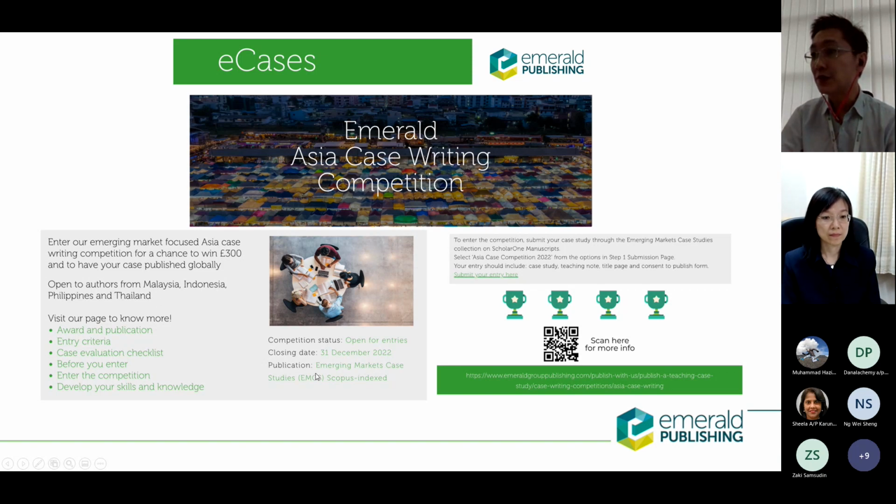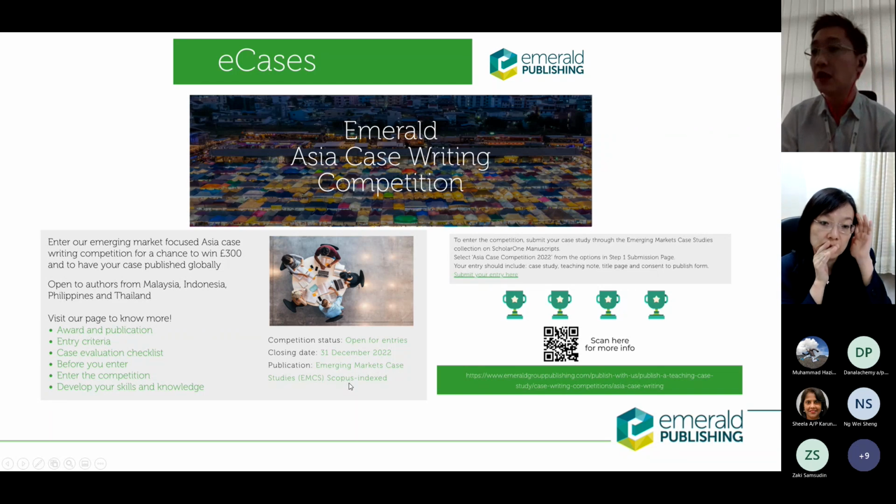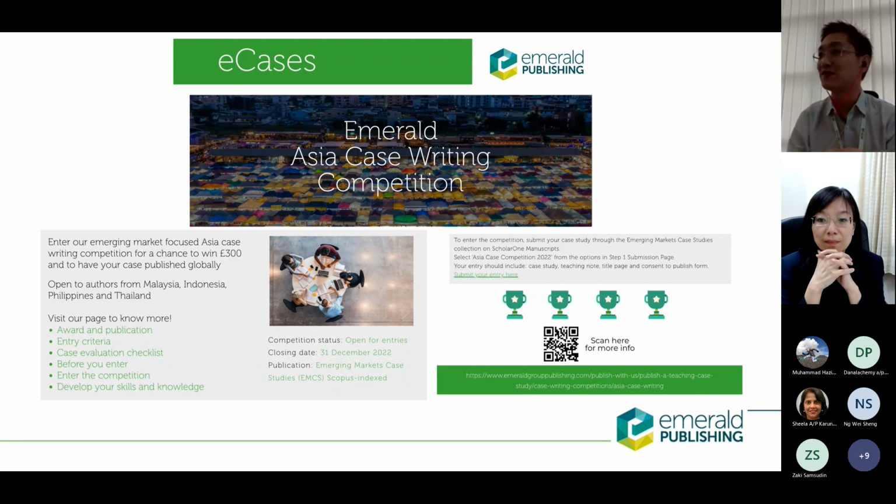To know more about this, you can go to our website, and you can see that it's open for entry right now. It's closing by the end of this year. If it's accepted, it will be published in EMCS, which is indexed in Scopus. And you can stand a chance to win £300 for four winners and £100 for four winners as well. So that would be that.